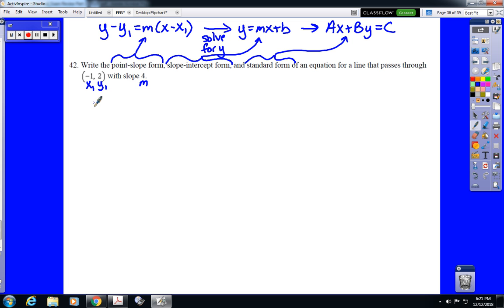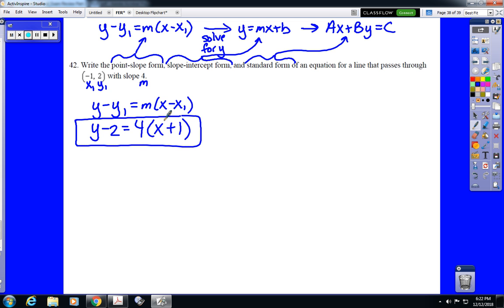So, point slope form is y minus y1 equals m times x minus x1. That is y minus 2 equals 4 times x minus negative 1. That is the first answer. That is point slope form.